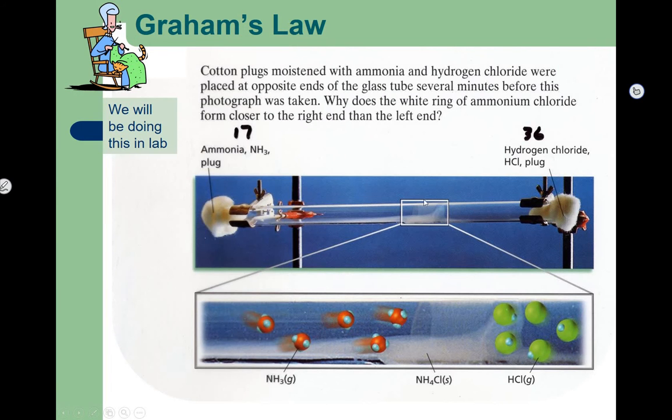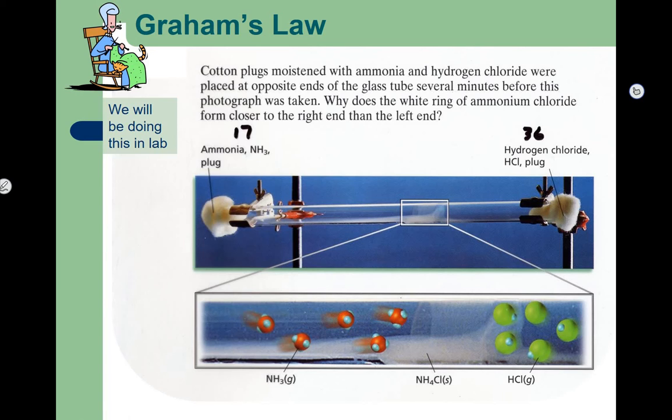This is what we're going to be doing, but this is going to be a straw, and we're going to be using Q-tips. On this Q-tip over here, we're going to put ammonium hydroxide. When ammonium hydroxide goes to a gas, it becomes ammonia. It leaves behind water. Over here, we're going to put hydrochloric acid. Hydrochloric acid goes to a gas as hydrochloric acid. When these 2 meet, they make ammonium chloride, and it's a white ring.